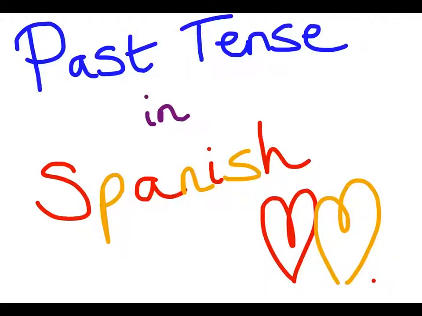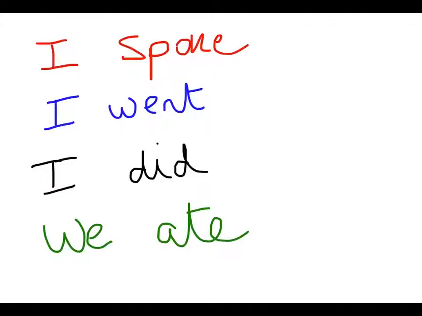In this video, I'm going to explain how you form the past tense in Spanish. Okay, so we first need to know what the past tense is in English. The past tense is used to describe actions from the past which are seen as completed or finished. Some examples in English are on the screen.